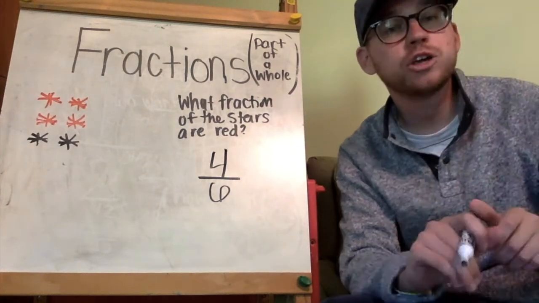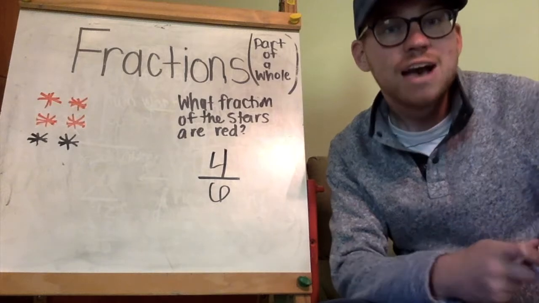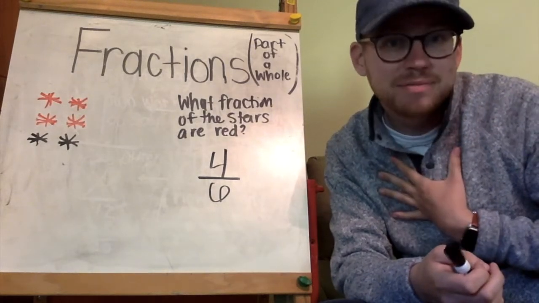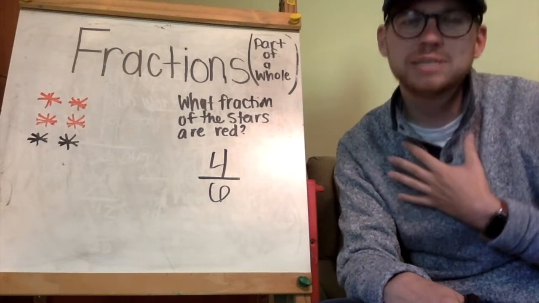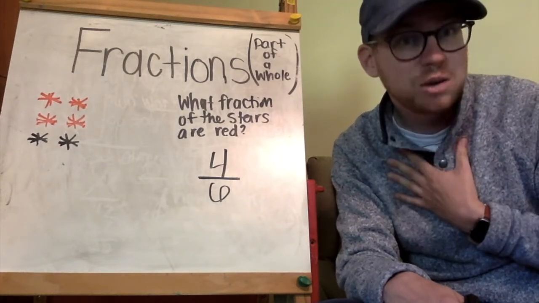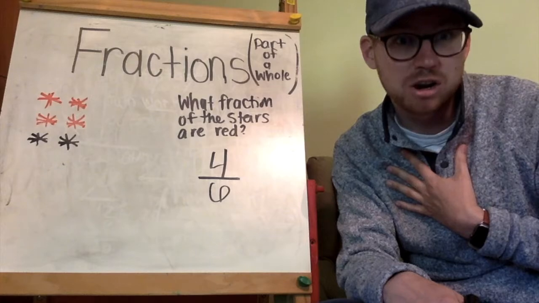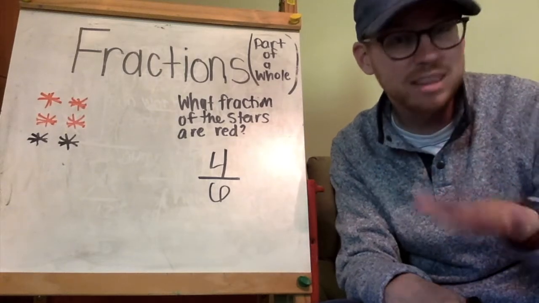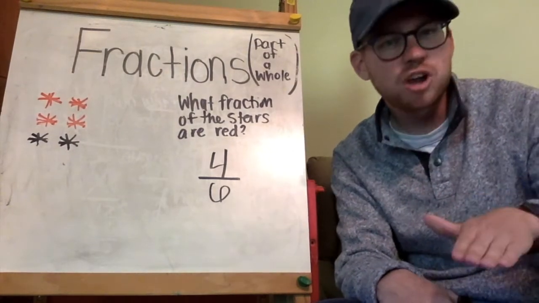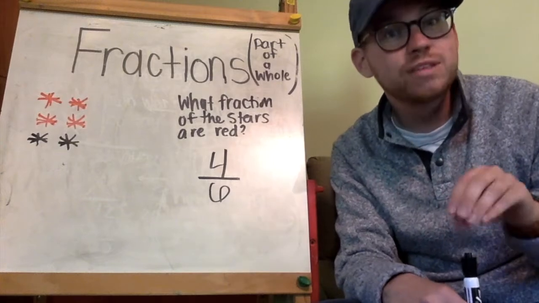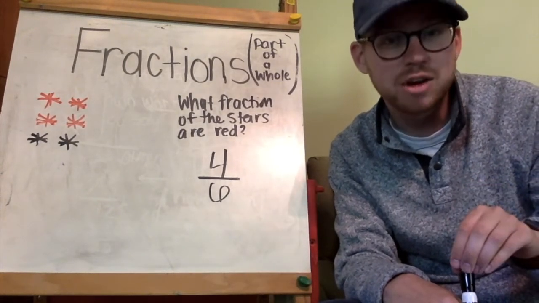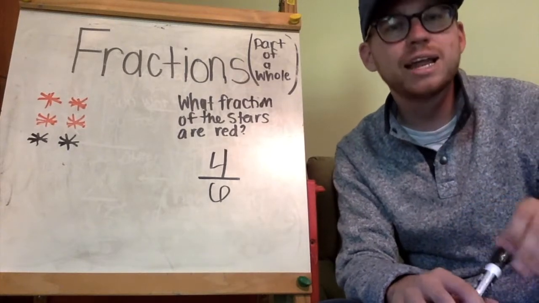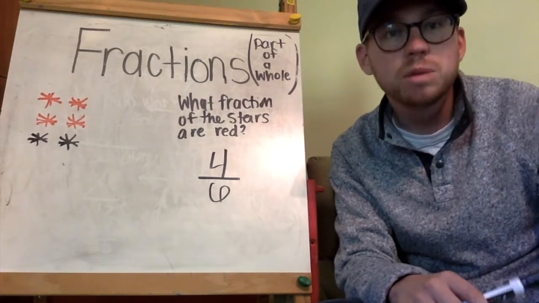Now, here's something I want you to remember with fractions, friends. For us in 2nd grade, our numerator is always going to be smaller or equal to our denominator. In 2nd grade, let me say that again. In 2nd grade, our numerator is always going to be smaller or equal to our denominator. Let's look at an example of when our numerator and denominator would be equal.